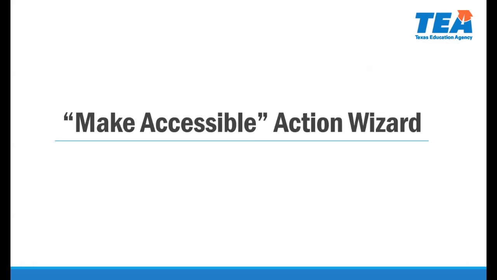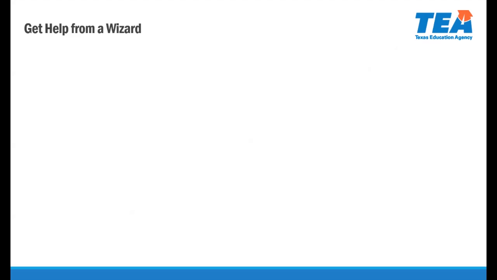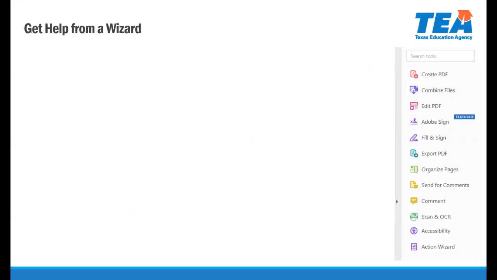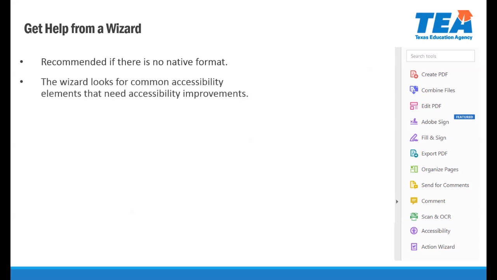The Make Accessible Action Wizard is a built-in tool to help make PDFs accessible. The wizard will guide you through a series of steps that are essential to make a PDF accessible. It can be used for PDFs that need to become accessible and don't have native files. The wizard will scan the document for the common elements that need accessibility improvement. The wizard can also be added to the Tools pane like the Accessibility tool.